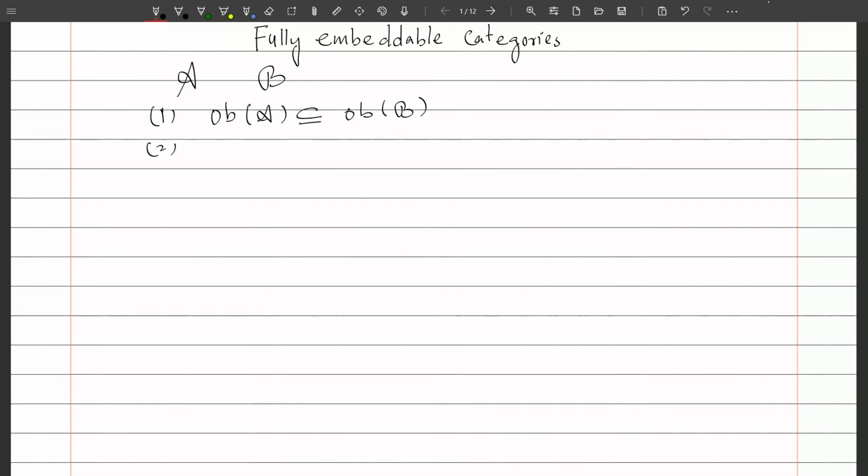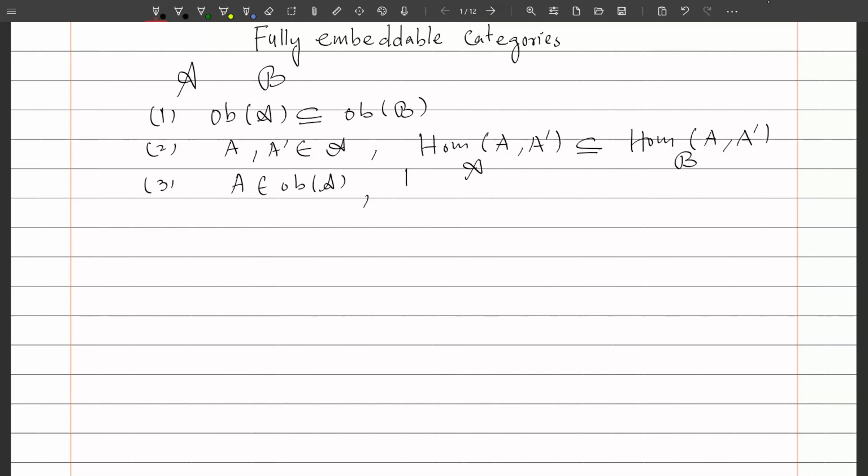Second, if we pick any two objects, say A and A prime in category A, then the set of morphisms from object A to A prime in category A is contained in the set of morphisms from the same objects A and A prime, but in category B. Third, for an object A in category A, the identity morphism on A in category A has to be the same as the identity morphism on A in category B. And finally, the composition law in category A has to be the restriction of the composition law in category B to the morphisms of A. If these four conditions are satisfied, then we say A is a subcategory of B.